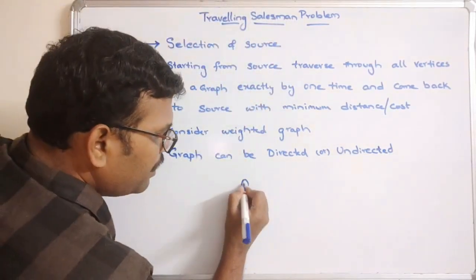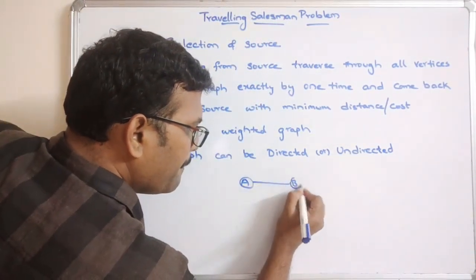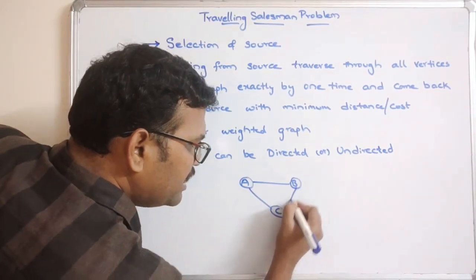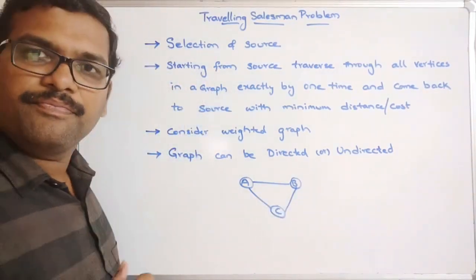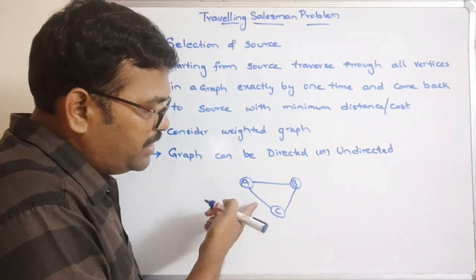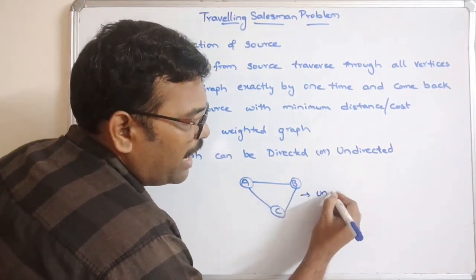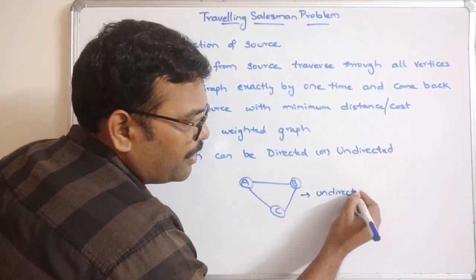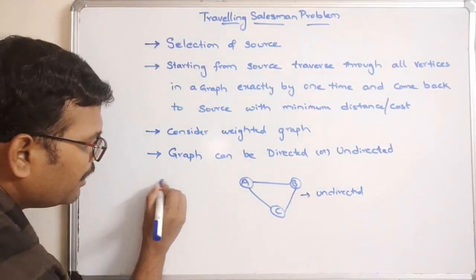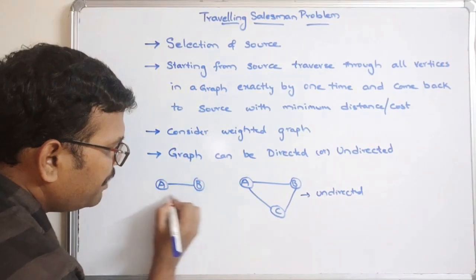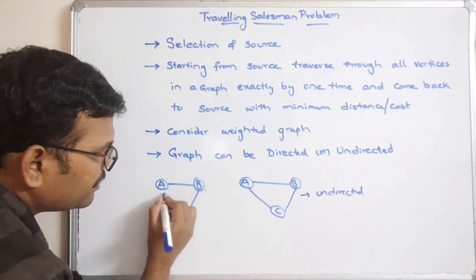Okay, for example, if A, B, C, and this is a graph. Okay, this is a graph. So there are no directions on the edges. So this comes under undirected. Undirected. For example, A, B, C.